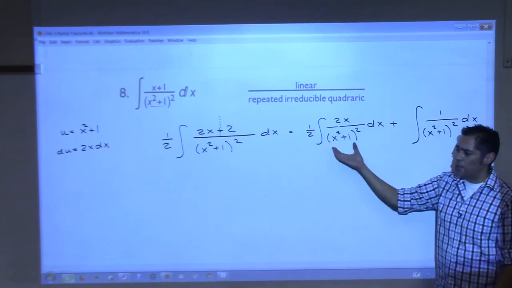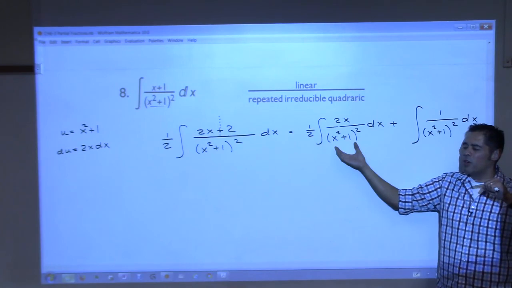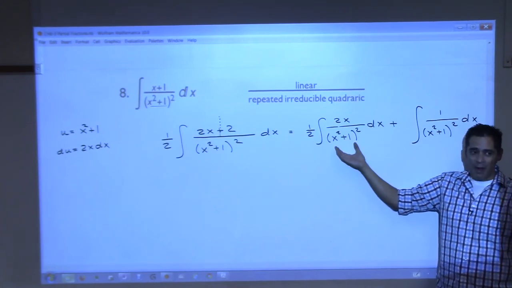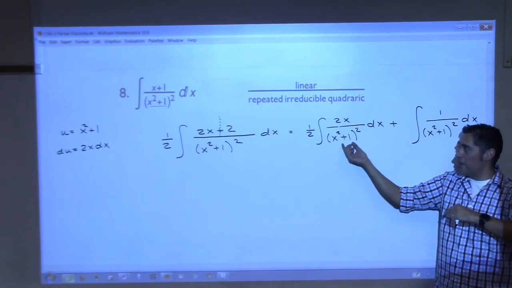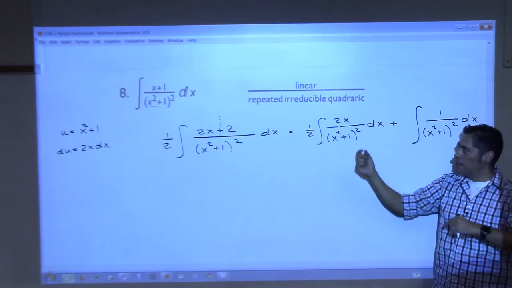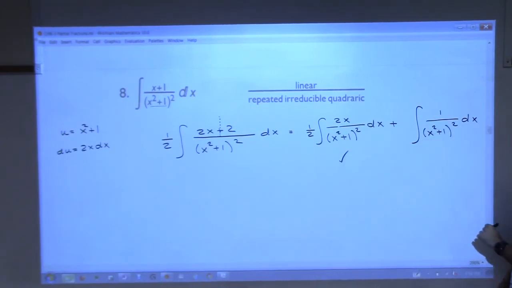All right, can we handle this one now? Yes. This looks a lot like the integral of 1 over u squared, right? And the derivative of it's right up there. So you could work through this one. So I'm going to put a check mark here because we can do that one. What about this one, though?